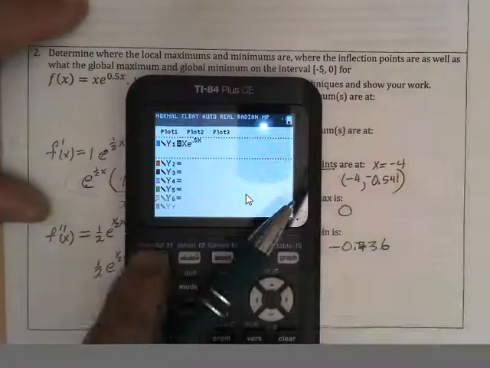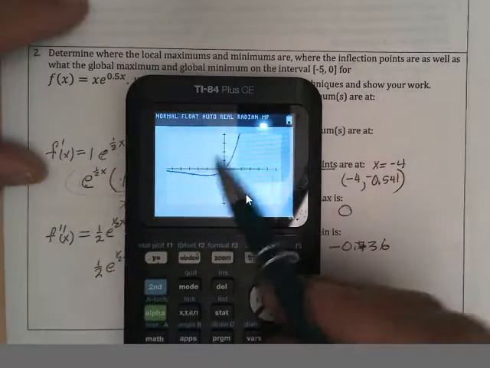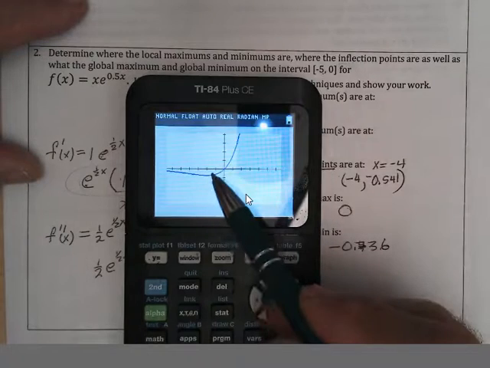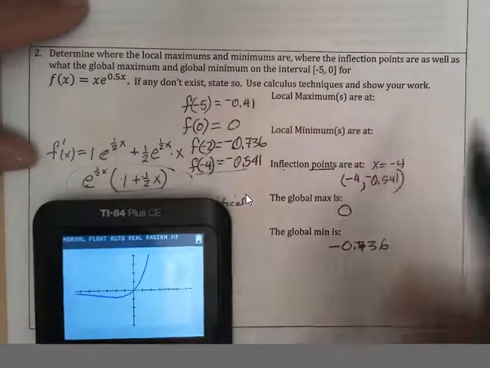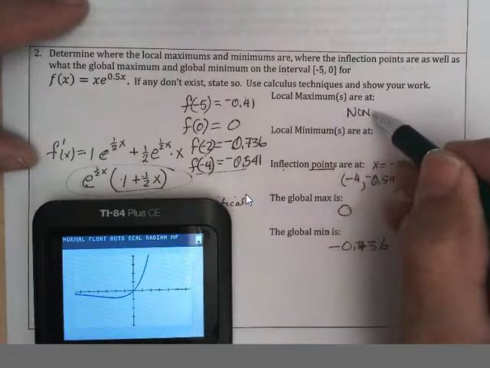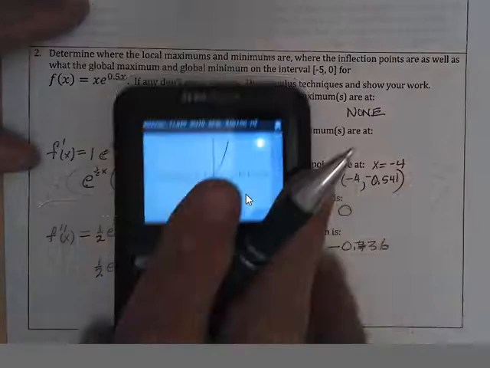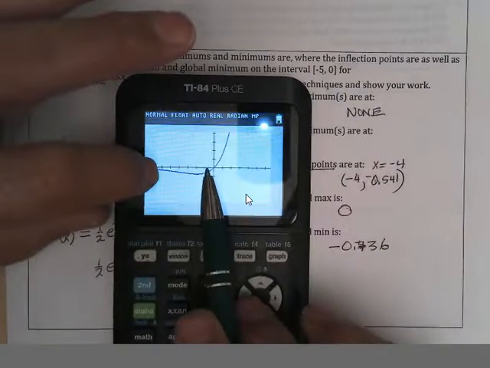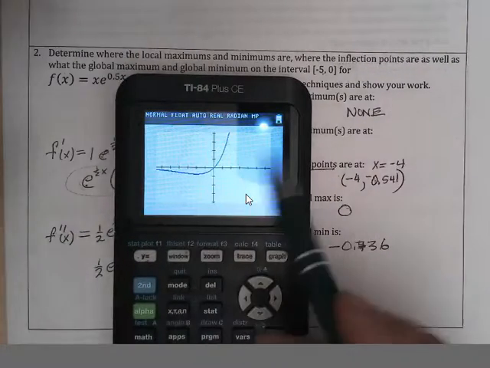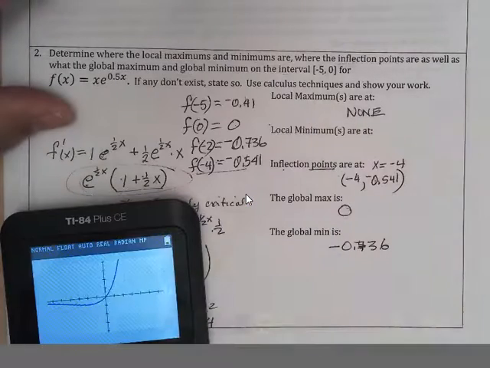Again, look at the graph. There's a local min and no local max. There's just a low spot there. So there is no local max between negative 5 and 0. There is no local max. There is a low spot. It's not curved down anywhere.